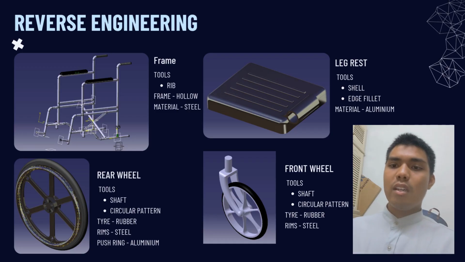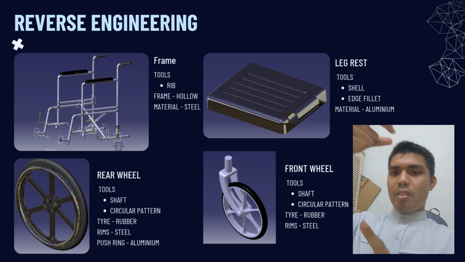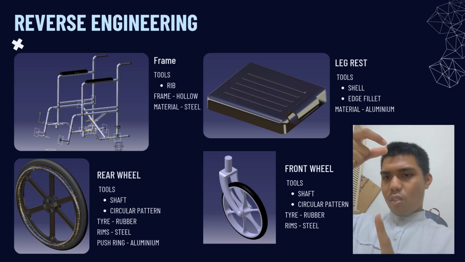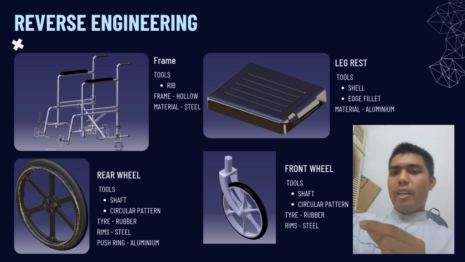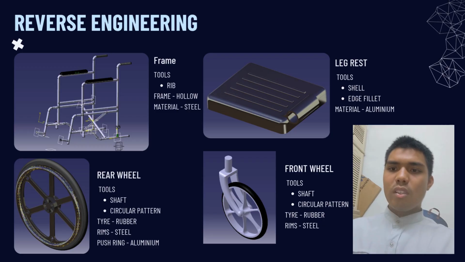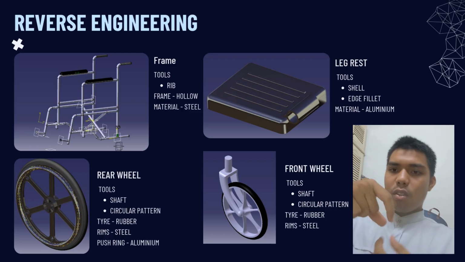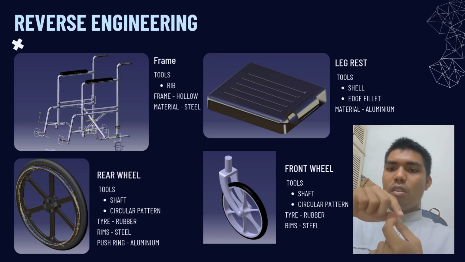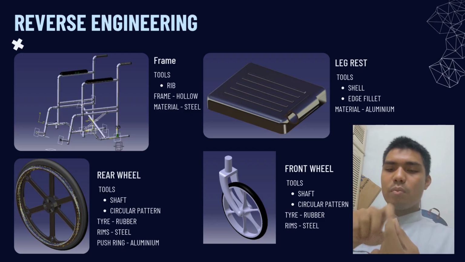For the modelling, we use a tool called shaft to create a circular shape. We create it as one piece, and then we use the shaft tool with one axis, and we can get the tire in rubber. For the rims, we use a circular pattern. We make one rim spoke that connects to the center, and then we use a circular pattern to get the other six to complete the product.